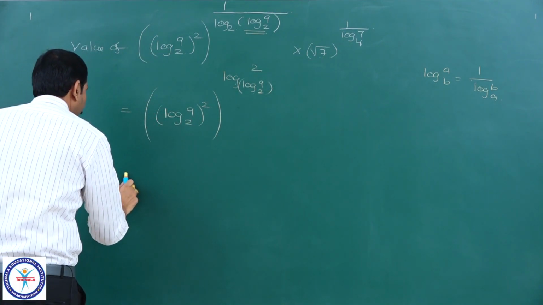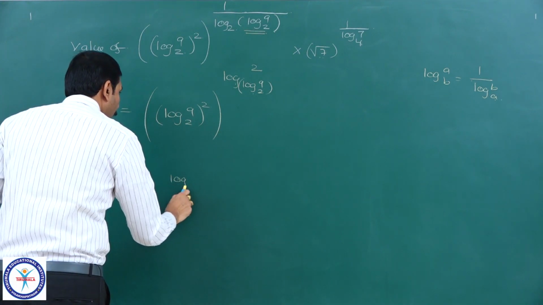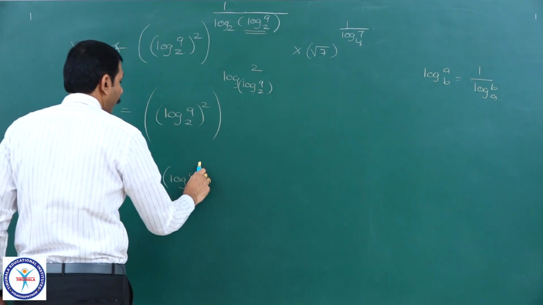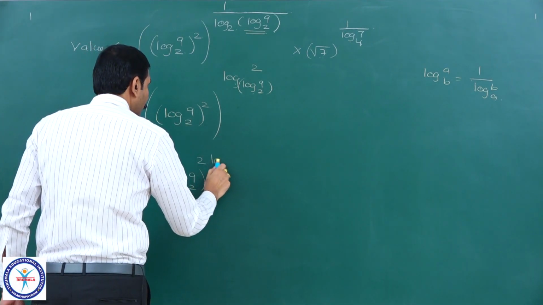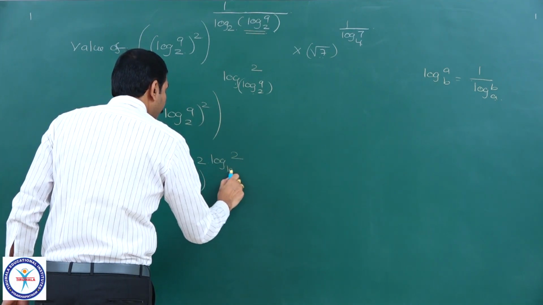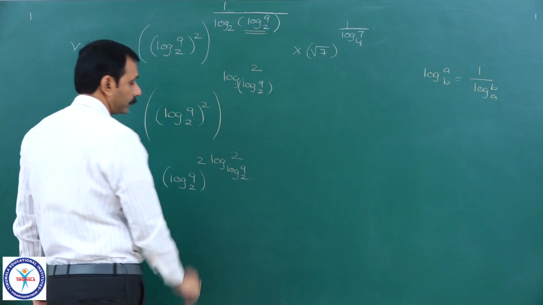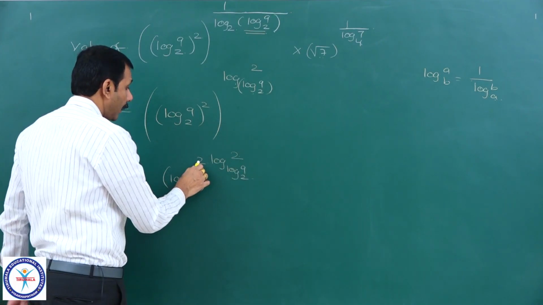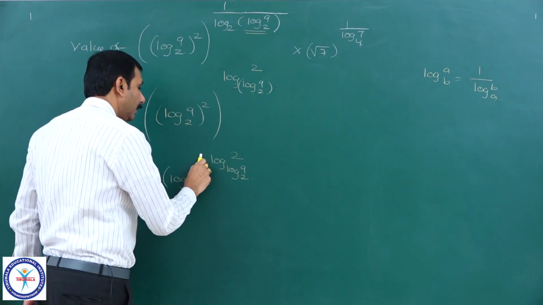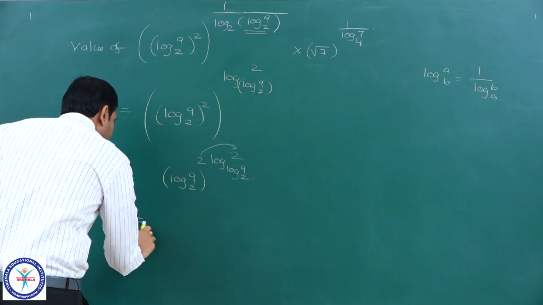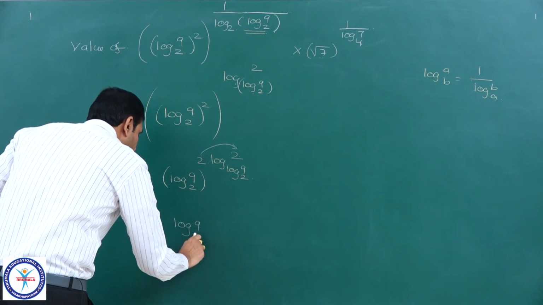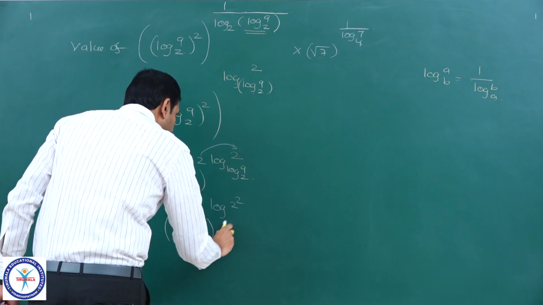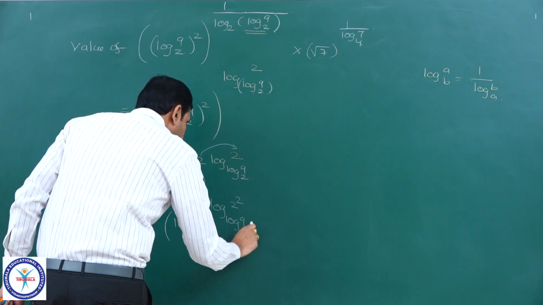See this. It is equal to log 9 to the base 2 whole power 2 into log 2 to the base log 9 to the base 2. Again, it is of the form m log a. M log a can be written as log a power m. This 2 will come here. It is equal to log 9 to the base 2 whole power log 2 square to the base log 9 to the base 2.